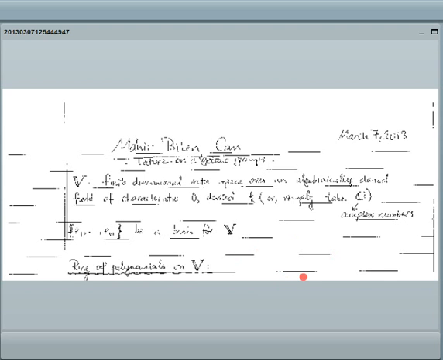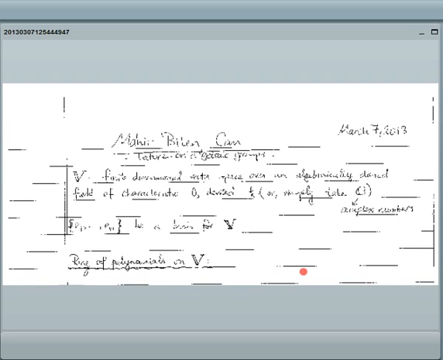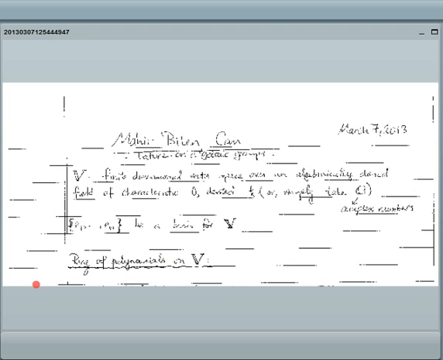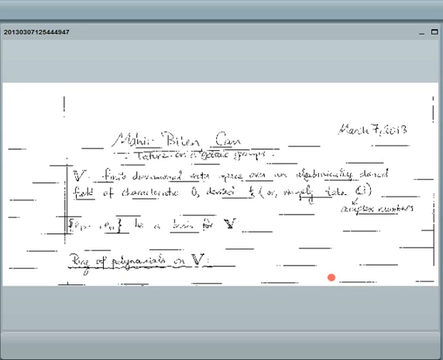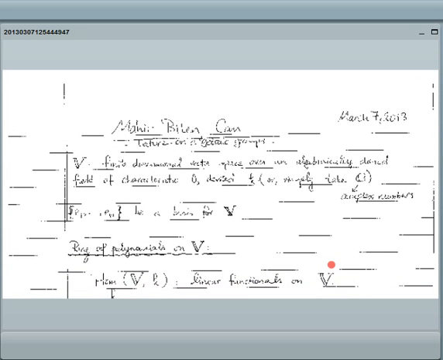So let's look at the file. I'm sorry, this page does not look super clear, the first page. But I'll try to be as explanatory as possible, so hopefully it will make sense as I say it. Okay, so our basic setup is as follows.